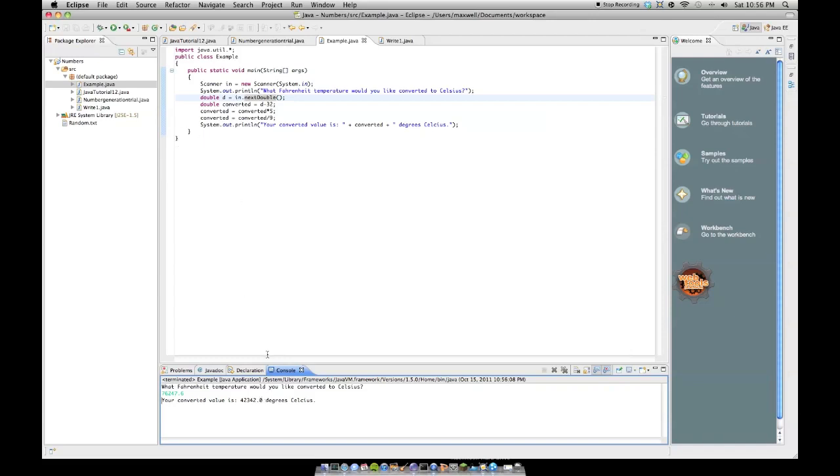So that is the program to convert Fahrenheit to Celsius. If you wanted to convert Celsius to Fahrenheit, you would just do it in reverse. You'd start by multiplying it by 9, then dividing it by 5, then you'd add 32 to it, essentially. And then you'd have Celsius to Fahrenheit.